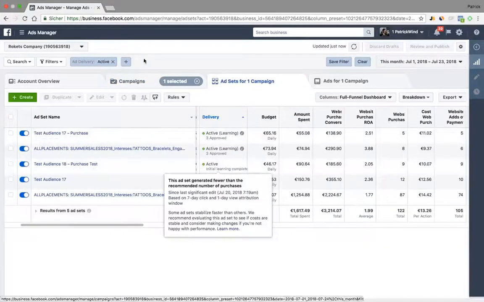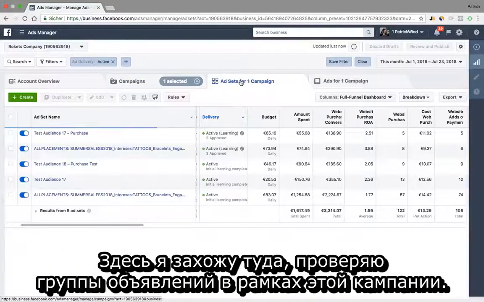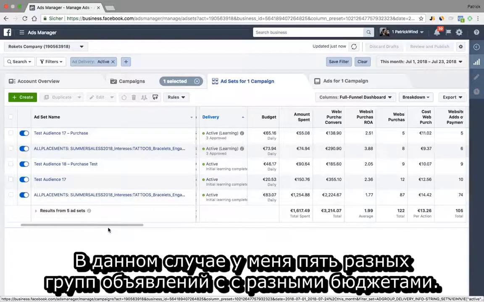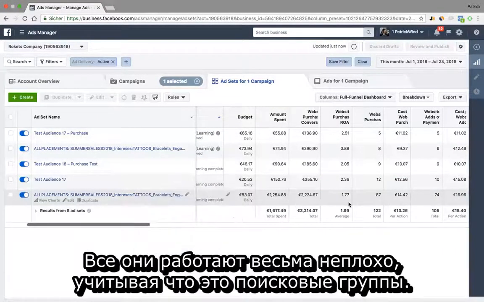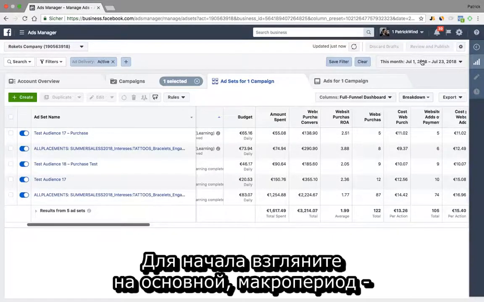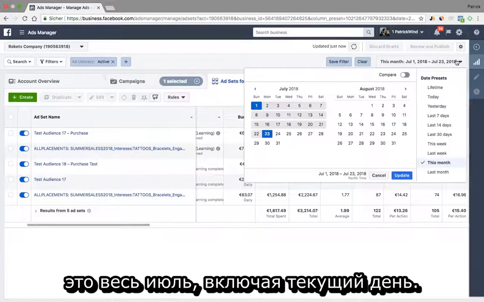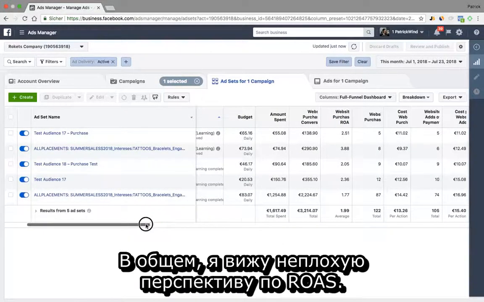Okay, so as I said, I start with the prospecting campaigns. Here I go into it, I check the ad sets that I have in this campaign. So in this specific case I have 5 different ad sets with different budgets. Actually, all of them perform pretty nicely for being prospecting when it comes to ROAS. First I take a look at a general macro perspective, so the entire month of July including today. So I see in terms of ROAS we're doing pretty good.